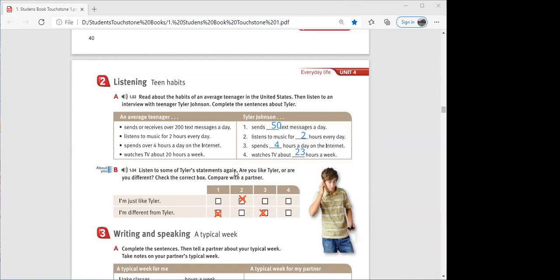What about the last one? He watches TV about 23 hours a week. A week. But he said 2 hours, I'm like 2 hours today, 3 hours tomorrow, and then etc. Kathy, you said you're different? Yes. Different. We are talking, remember, about habits. Something that you do every day. Flor?